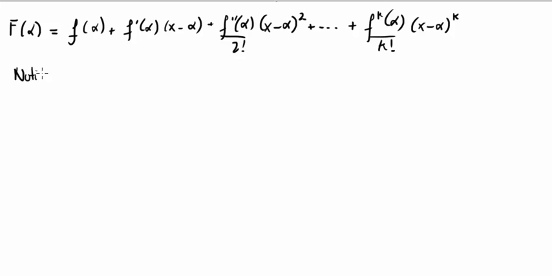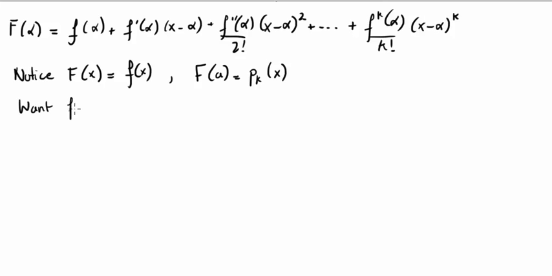Notice that we have big F of x equal to the exact function value f of x, since all of these terms go away, and that big F of a is the truncated Taylor polynomial about x equals a. We want to find f of x minus pk of x, the remainder in the truncated expansion. And this is the same as big F of x minus big F of a.